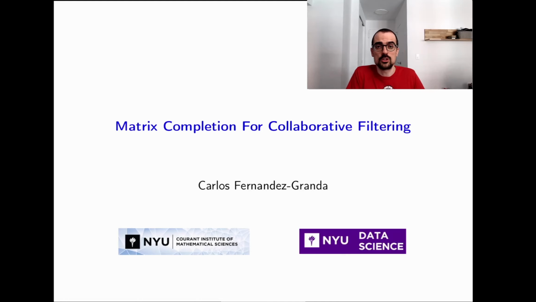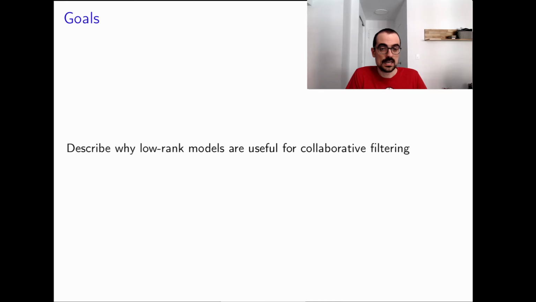Hello everyone, today we're going to talk about matrix completion for collaborative filtering. The goals are to describe why low-rank models are very useful for collaborative filtering. In case you haven't heard of the term, collaborative filtering refers to when we try to infer the preferences of some users by aggregating data of many users. Amazon does that all the time, Netflix does that all the time, people that show you ads do this all the time. It's a very important application nowadays.